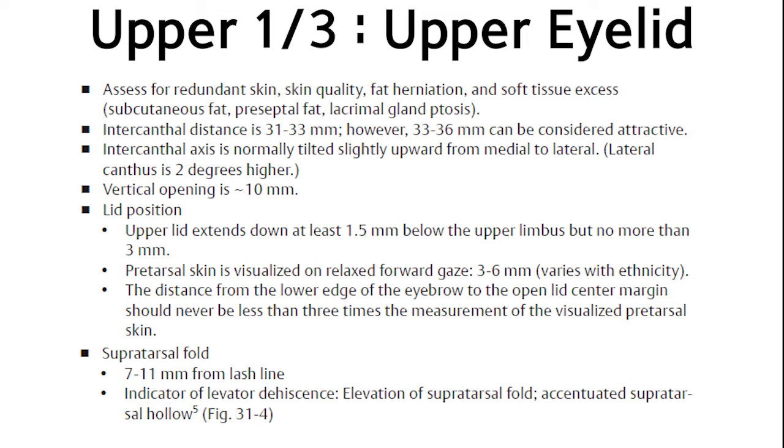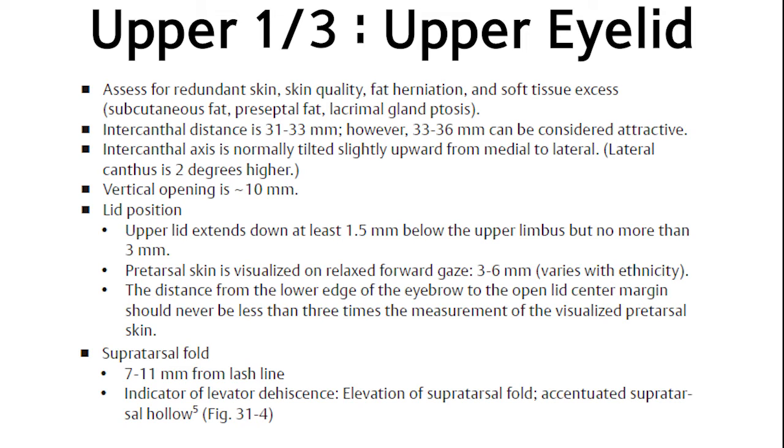Let's continue with the upper eyelid. We should assess for redundant skin, skin quality, fat herniation, and soft tissue excess, such as subcutaneous fat, preseptal fat, and lacrimal gland ptosis. The normal intercanthal distance is 31 to 33 mm. However, 33 to 36 mm can be considered attractive sometimes.